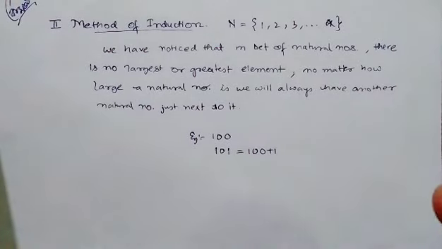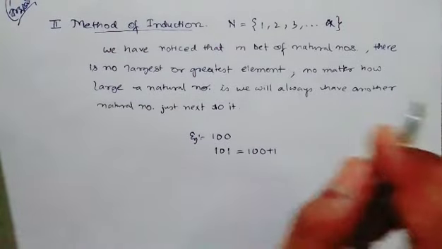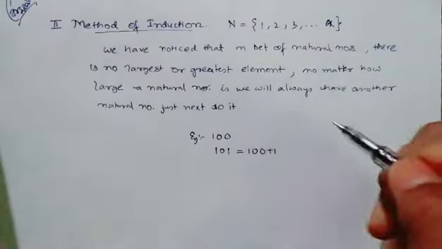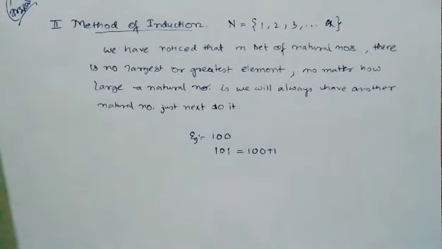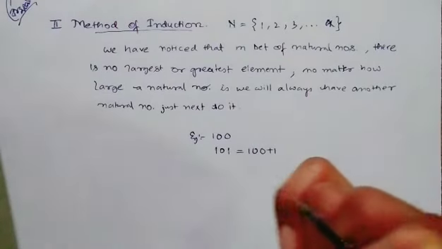The second property is the method of induction. When we consider the set of natural numbers 1, 2, 3 up to infinity, you have noticed, I guess, that you cannot say that this is the largest natural number. Let's consider 100. 100 is a natural number.